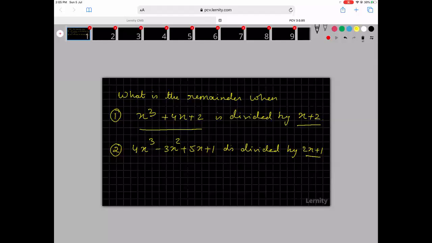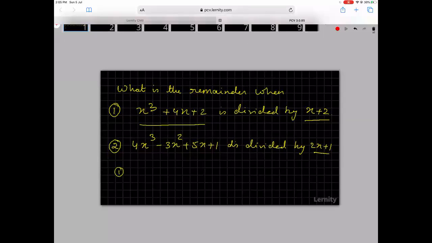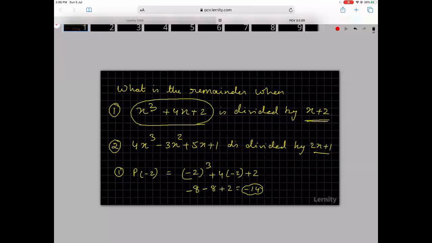So the first question: what is the remainder when this is divided by x plus 2? Because we want to try it with x plus 2, we want to find out p of minus 2. So p of minus 2 is minus 2 cubed plus 4 times minus 2 plus 2. So how much is this? This is minus 8, minus 8 again, plus 2. So this is minus 14. So the remainder when x cube plus 4x plus 2 is divided by x plus 2 is minus 14.